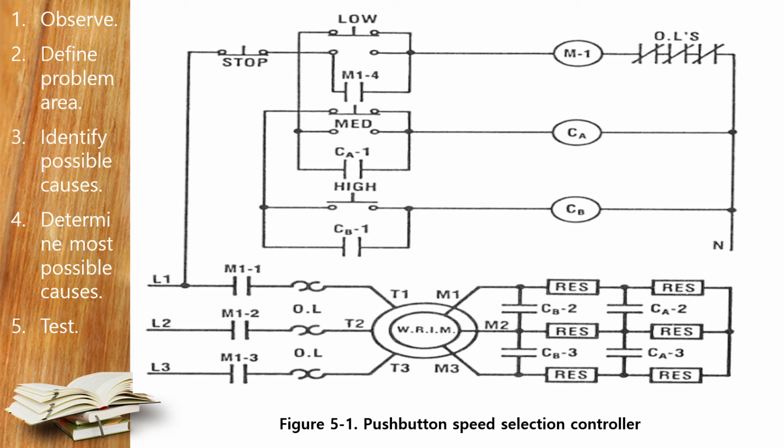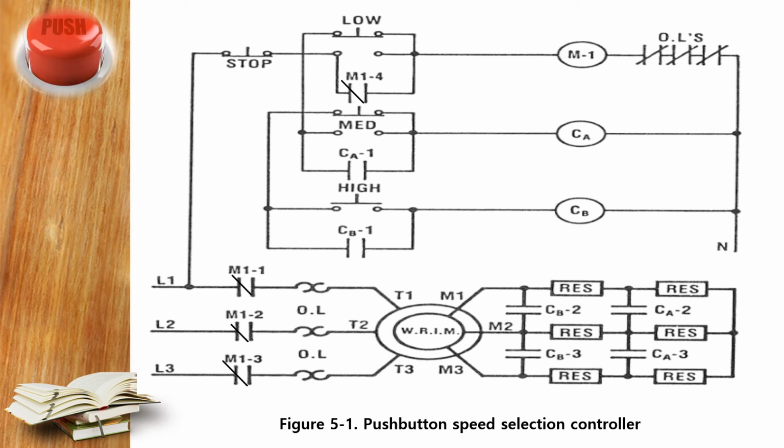The third step is to identify possible causes, and we initially said that it might be from the contacts of the CA contactor. The fourth step is to determine the most possible cause. The most possible cause was the contact itself and not the contactor. And the last step, step number 5, is to do the testing, just to confirm that our estimation was fine.